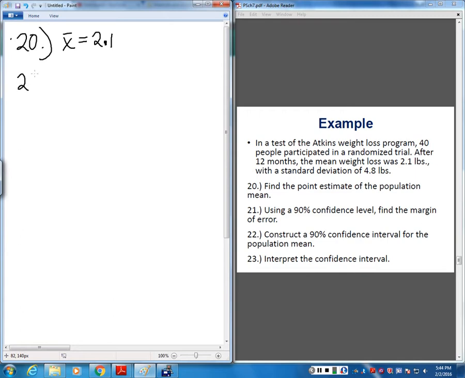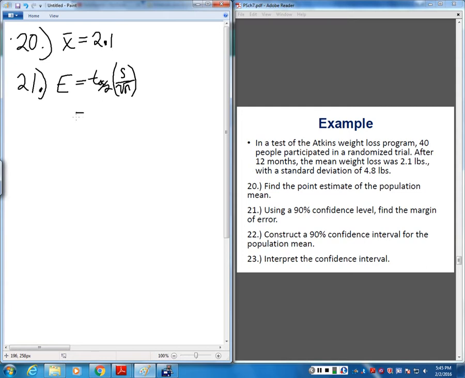Now for number 21, using a 90% confidence level, find the margin of error. For that, we'll use the formula on the previous slide. E is the margin of error. It's T sub alpha over 2 times S over the square root of n. I'll use parentheses on my S over square root of n just so it's clear that I'm multiplying.